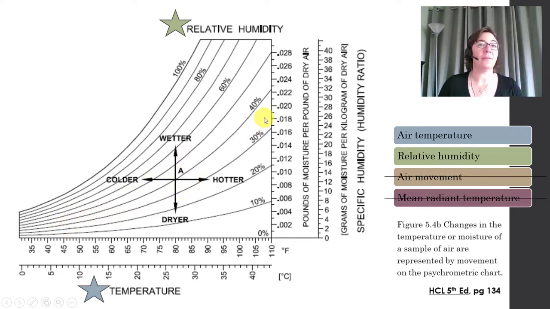So you read relative humidity off of the curves of the graph, and you can see their measurements right here, 0%, 10%, 20%, 30%. So in general, in this direction, it gets wetter, more humid, and in this direction, it gets less humid or drier. So hotter, colder, wetter, drier. That's what we're measuring on this graph.